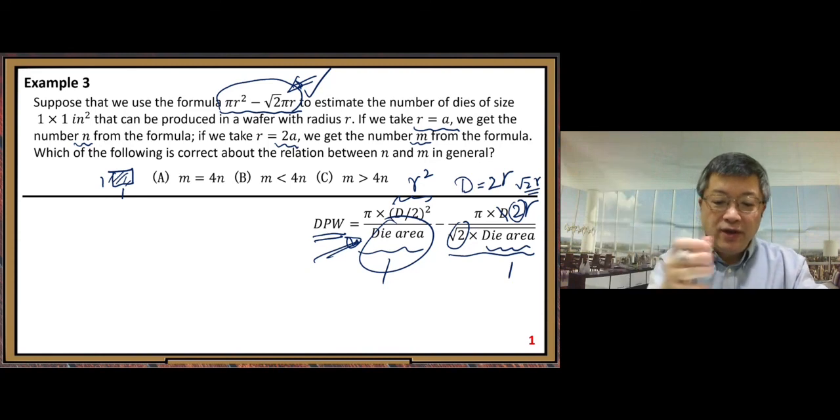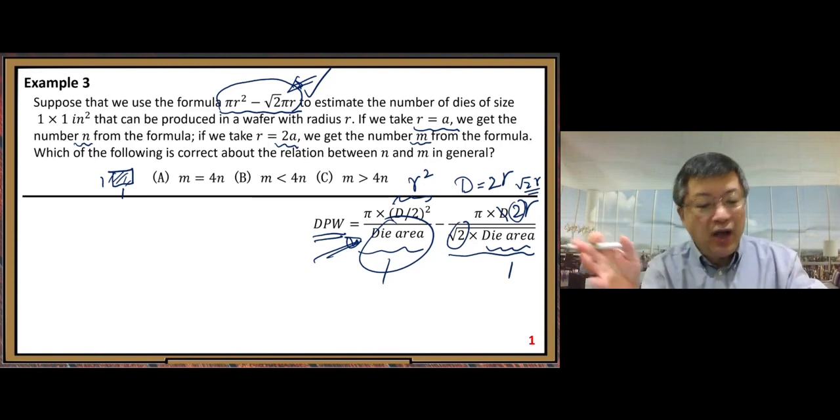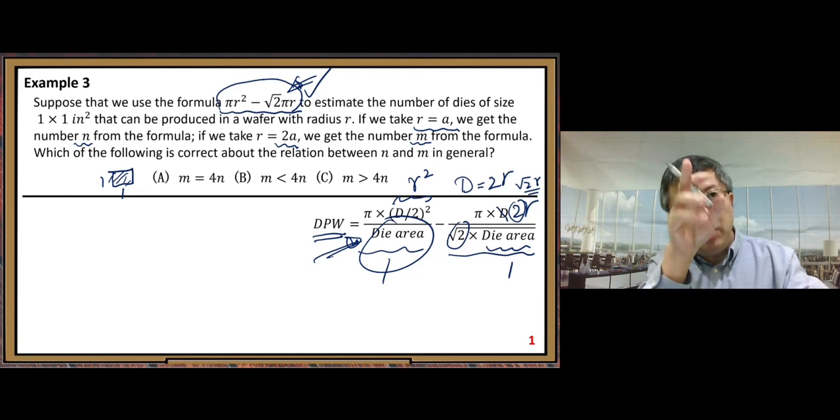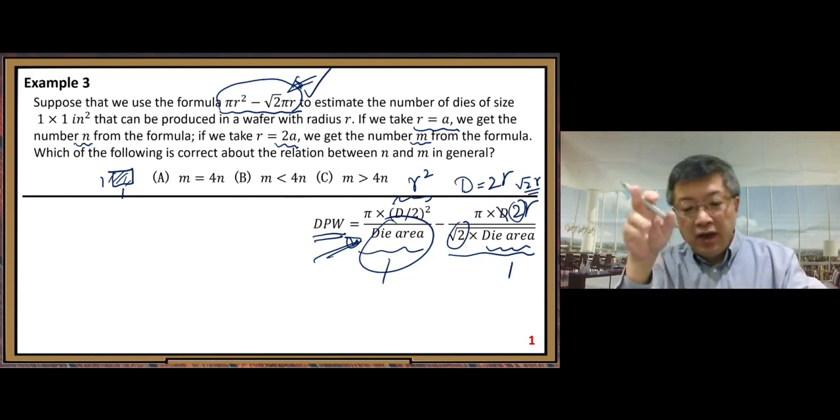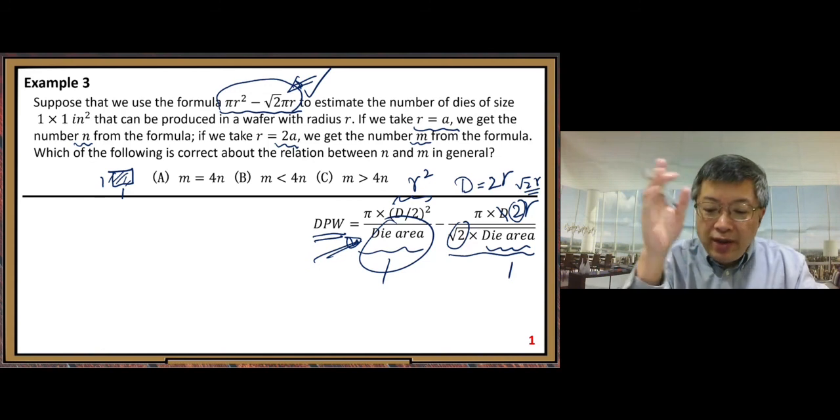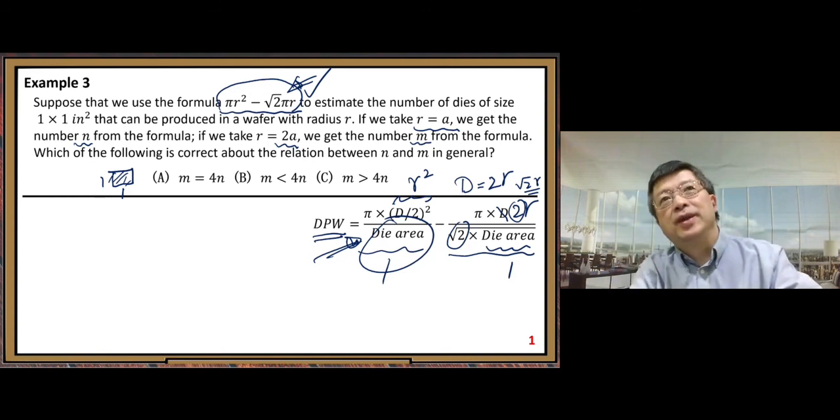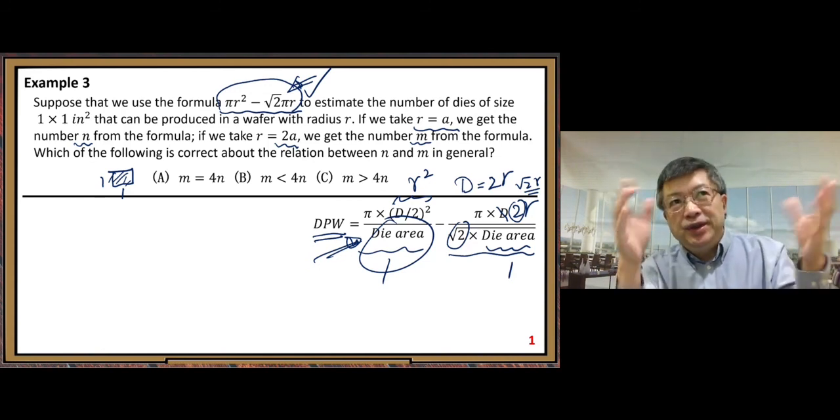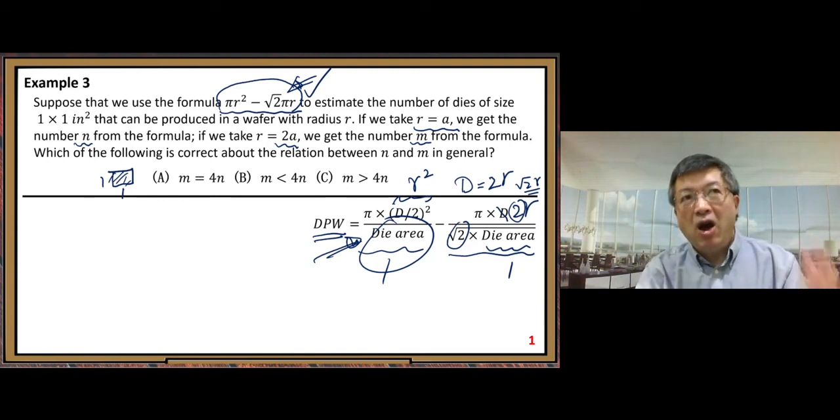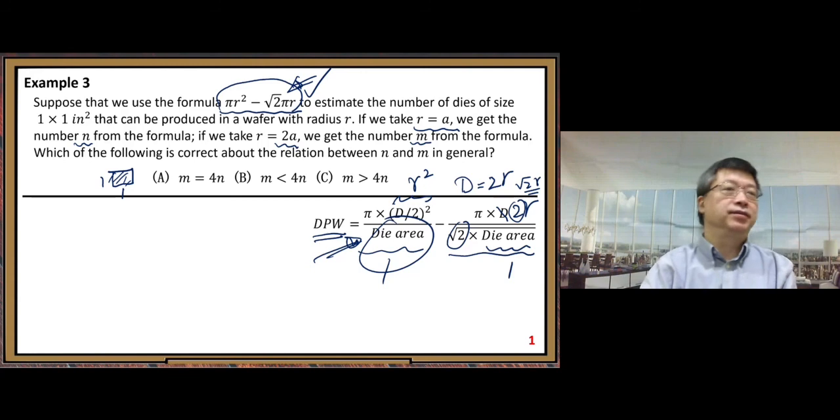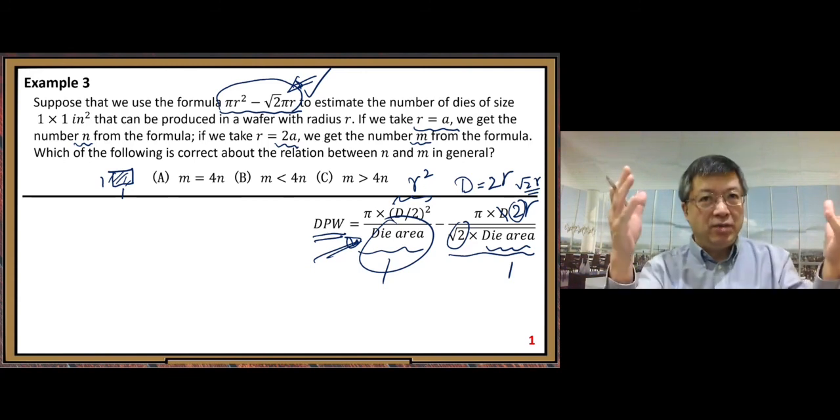Three relations. A, M equals 4 times N. B, M less than 4N. C, M greater than 4N. You need to do some calculation and tell me which one is correct. So that's our example 3.